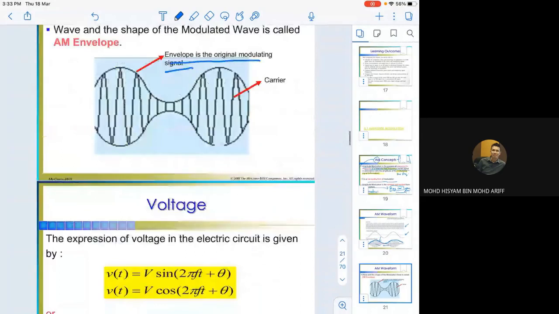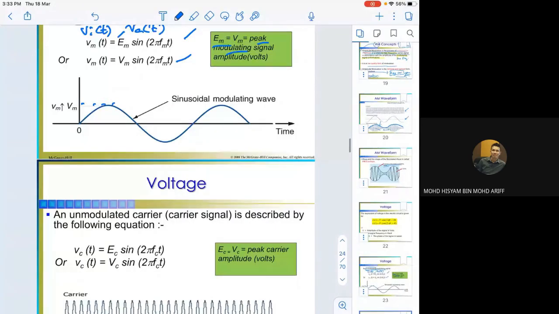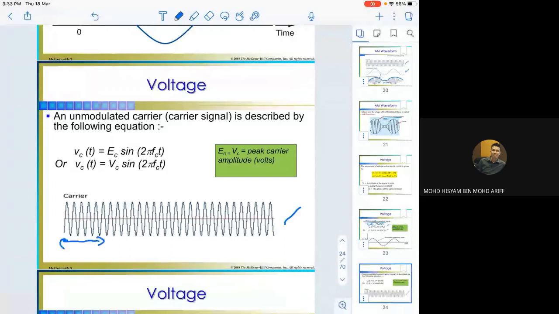Now, this is the formula. The unmodulated signal, as I mentioned before, is the input. VM is the peak modulating signal amplitude. Now we go to the carrier. The carrier is high frequency, that's why it becomes narrow. So here is VC, here is negative VC.